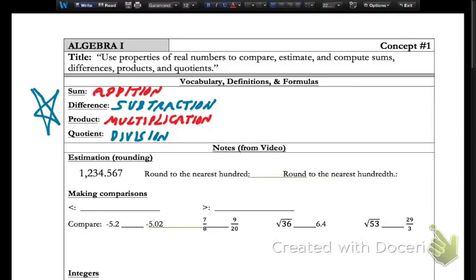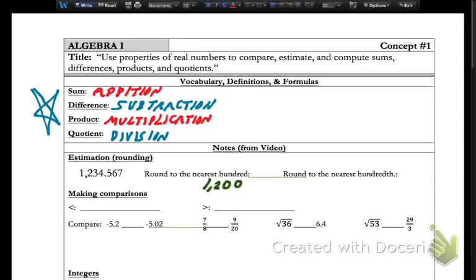So the first thing we do is find the hundreds place, which is the 2, and we look to the right of the 2. If the number to the right of the 2 is 5 or more, we round the 2 up to a 3. In this case, it's not, so rounding this number, 1,234 and 567 thousandths, to the nearest hundred would give us 1,200. So write that down below there.